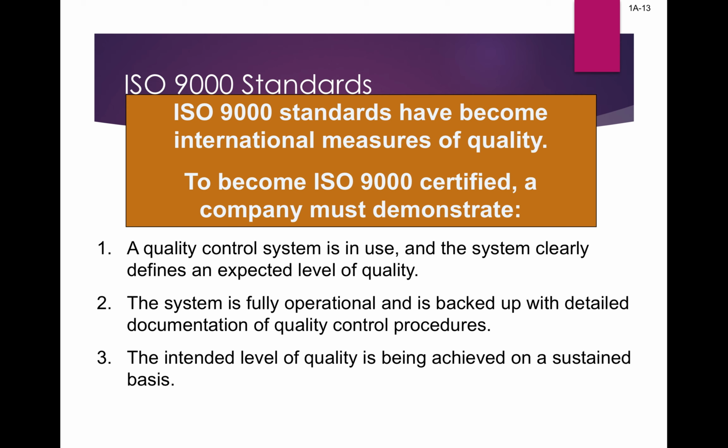ISO 9000 standards. This is a measure of quality. Here are some ways we can become ISO 9000 certified. You must have a good quality control system in use. The system must be fully operational, and the intended level of quality is being achieved. Normally, you have to document your results from these programs, and they're going to be audited in order to see whether or not you're in compliance with these ISO 9000 standards.